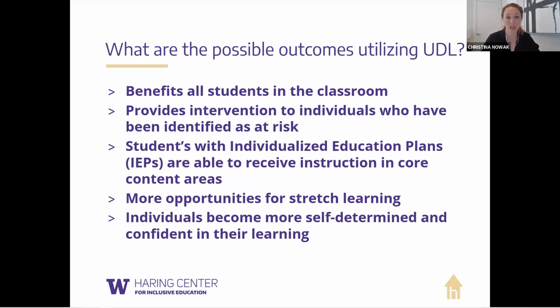What are the possible outcomes for utilizing UDL? Again, it benefits all students in the classroom, and provides intervention to individuals who have been identified as at risk. I personally love this one. Why can't we provide students supports as early as possible? And how can we do that so that it's not the typical pull-out model?